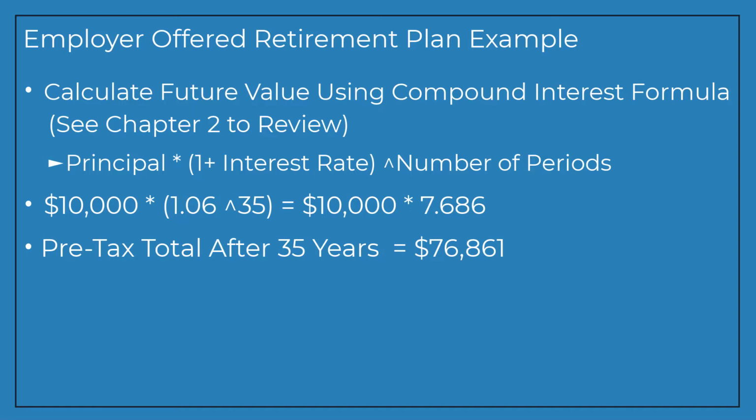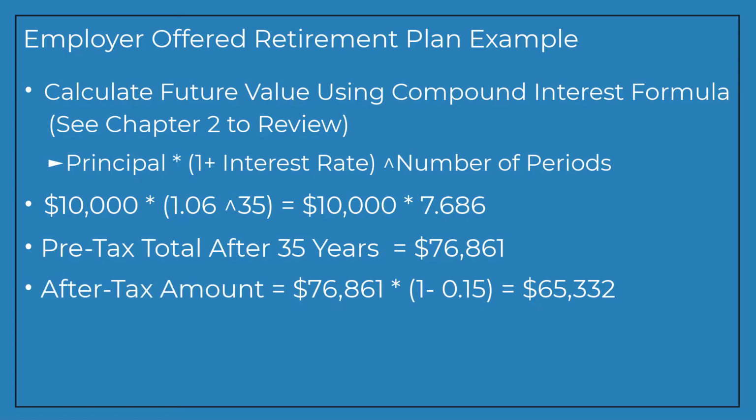Now, we still have to pay taxes on that money whenever it's withdrawn, and remember that from the assumptions, the tax rate is 15%. So we multiply 76,861 by 1 minus the tax rate of 15%, and that gives us an after-tax amount of $65,332. So by investing in your employer's defined contribution plan, the money will grow by roughly 6 times the original amount invested.